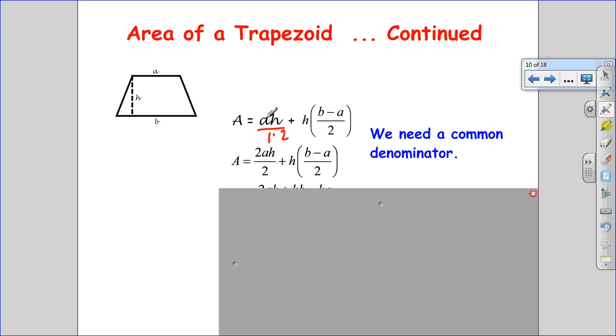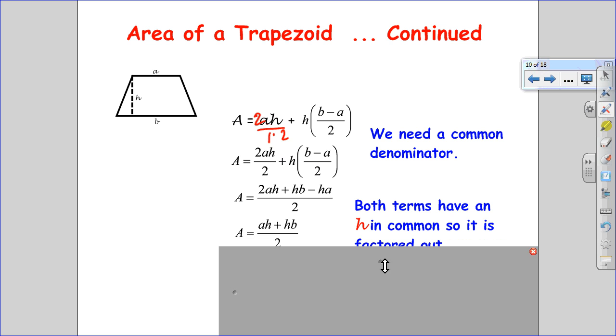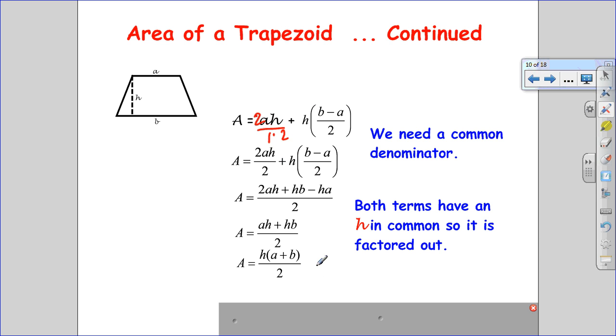I'm going to times the bottom and the top both by 2. So I get 2AH over 2 plus H times B minus A. And once we get here, there's some math that we're going to see over the next couple of days that's going to help us expand it and simplify it and rewrite it to get the formula for the area of a trapezoid that we've seen in the past. This, however, is really as far as I would expect you to be able to get at this stage.